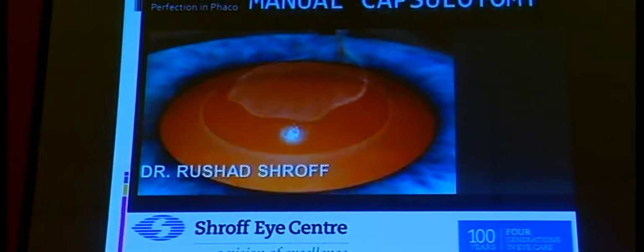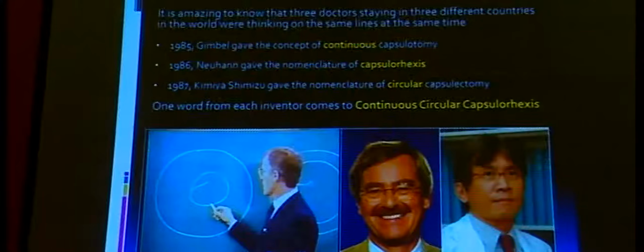So I'll be talking on manual capsulotomy, and a large part of my talk, I think sir has already covered in the beginning. So I was just going to mention the evolution of capsulotomy, right down from Jacques Daviel to Kelman with the Christmas tree, and Kratz with the can opener type of capsulotomy. Again, the same repetition of how the name continuous circular Capsulorhexis came into being for the three gentlemen, Gimbel, Neuhann, and Shimizu. So what is an ideal Capsulorhexis?